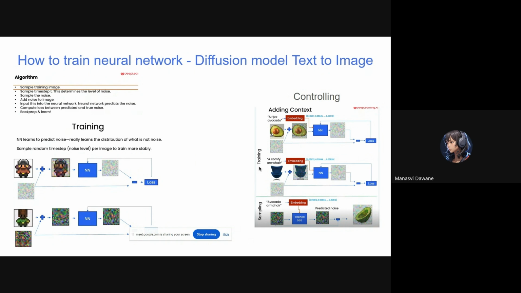For example, here it is given a ripe avocado. So it adds some noise to it, trains, and everything goes on similarly. Same for a comfy armchair. The embedding works. Now you can see here the vectors. Here the vectors of some words are the same. So when you ask for an avocado armchair, it already has similar vector data, the semantic similarity, and then it's easy for the model to predict it. So it gives an image of an avocado armchair.